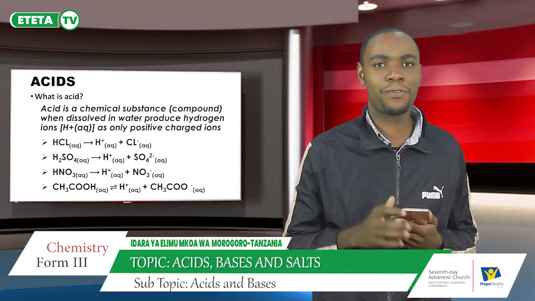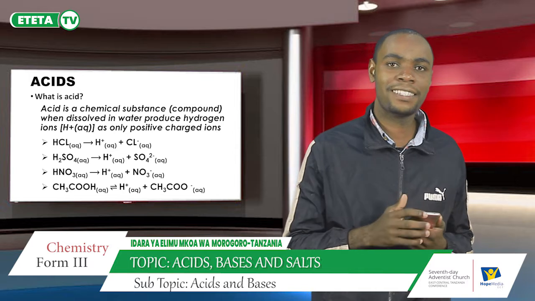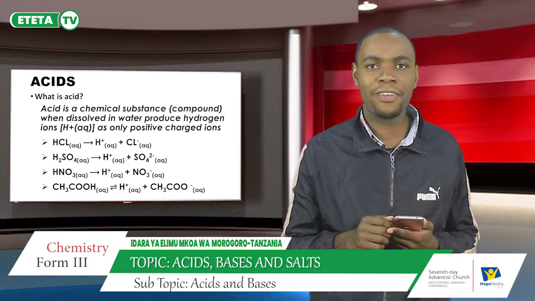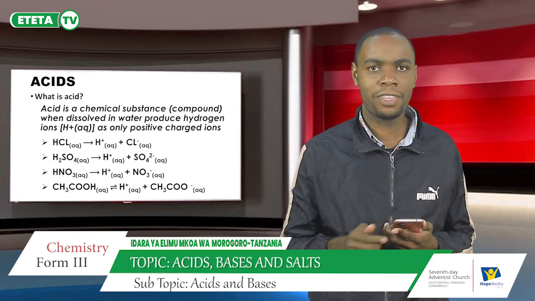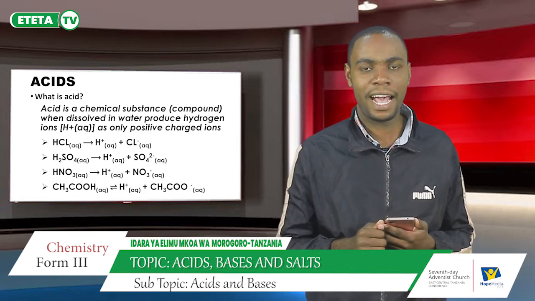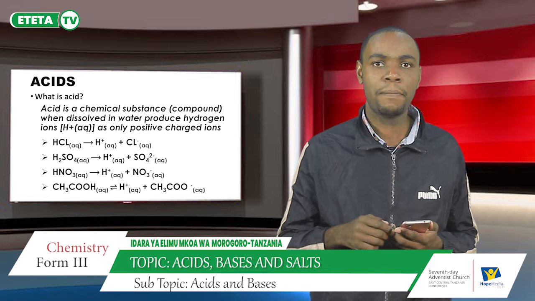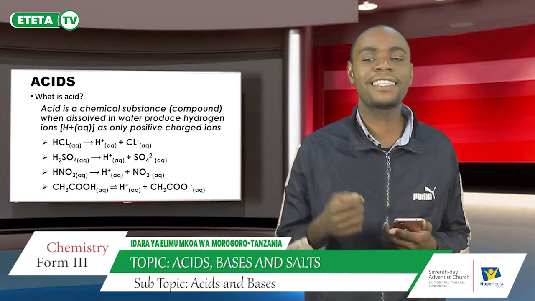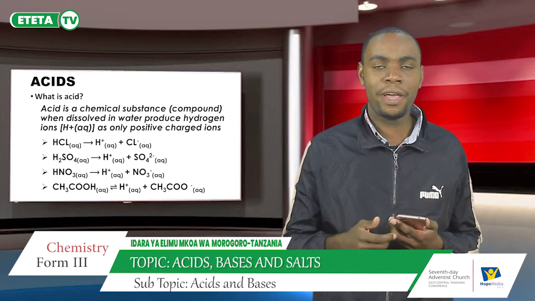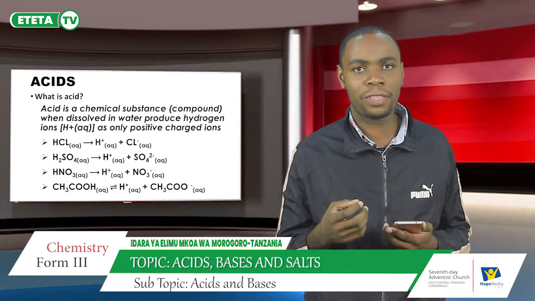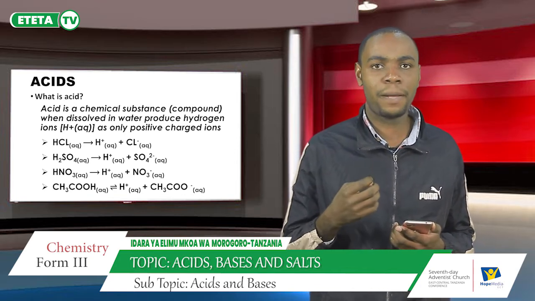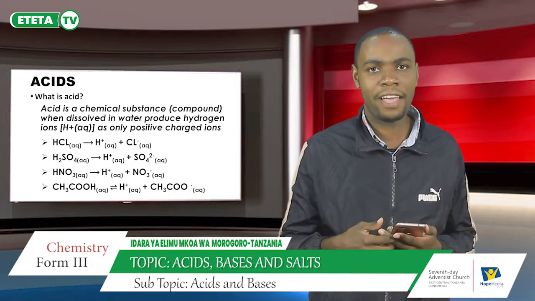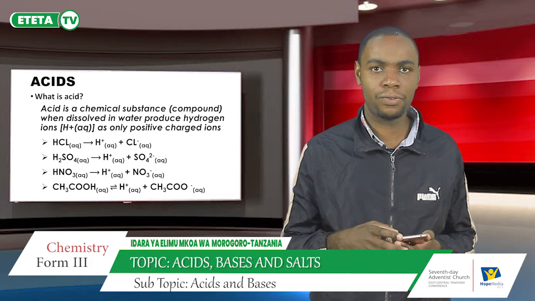Another example is sulfuric acid. When sulfuric acid is dissolved in water, it produces hydrogen ion and the sulfate ion. So the hydrogen ion is produced there. Another example of acid is ethanoic acid, or by another name we can call it acetic acid. When it is dissolved in water, the ions which are produced there are hydrogen ion and the ethanoate ion. So the hydrogen ion is produced there.